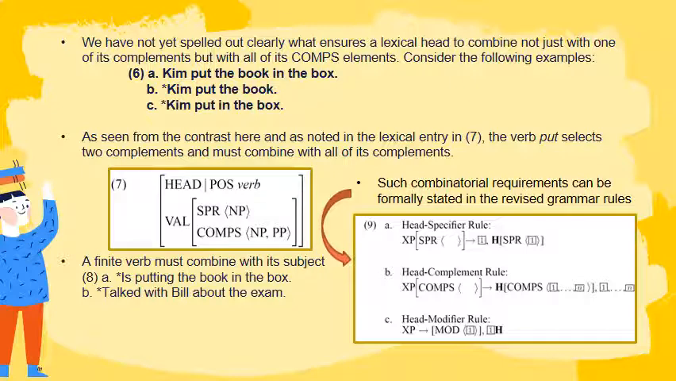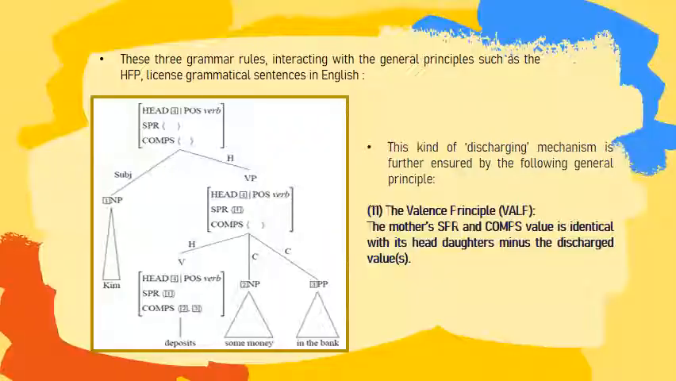In 9c, when a modifier carrying the modifier feature combines with the head it modifies, the resulting phrase forms a well-formed head modifier phrase. These three grammar rules, interacting with general principles such as the head feature principle, design grammatical sentences in English. Let us consider one example in a little more detail.